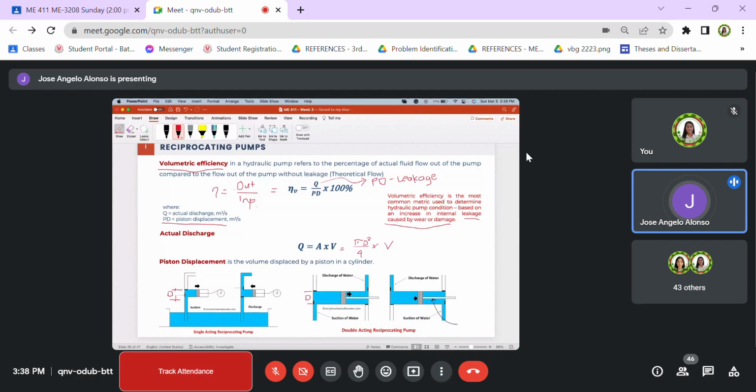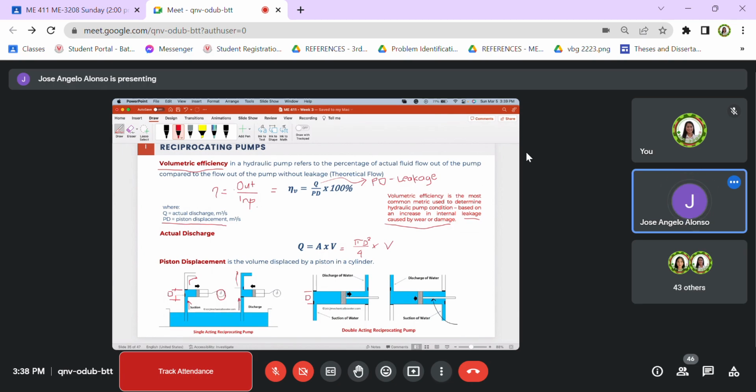So for every one complete revolution ng ating crankshaft, or for every one complete revolution ng ating piston, there will always be one suction. Isang beses na nagkakaroon ng suction at isang beses na nagkakaroon ng discharge. Ito yun. One discharge and one suction for every one complete revolution ng ating piston.